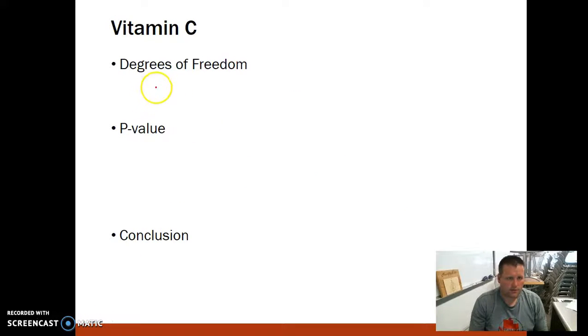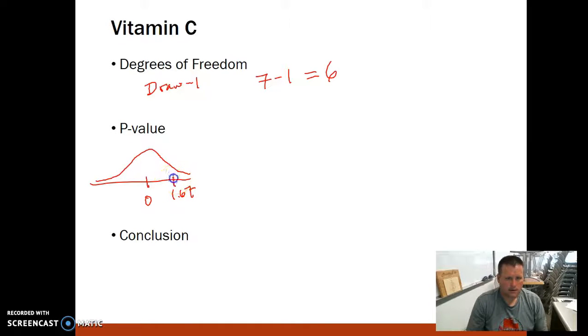Okay, then I'm going to do my degrees of freedom. Remember, that's draws minus 1. So that's going to be 7 minus 1, which is 6. Find my p-value. So my t-score was 1.67. I want to know more than. So I'd go tcdf. My lower bound is 1.67. My upper bound is 500. And then my degrees of freedom, times by 100%.